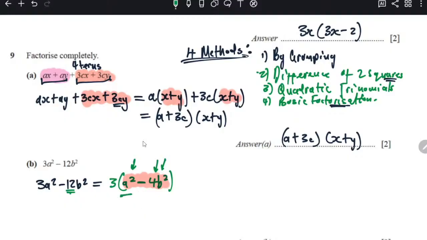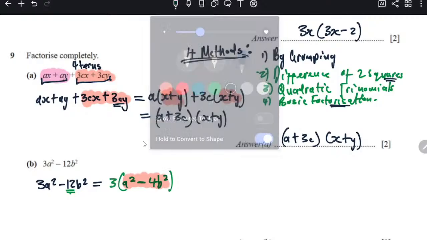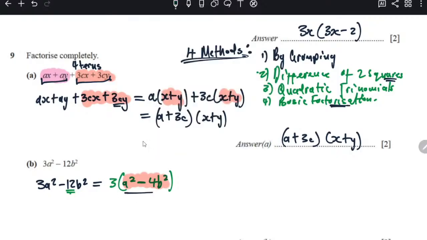The first square number is a squared. The second square number is 4b squared. This is a square number. So when they're subtracting, you do the factorization by difference of two squares. So we can continue here. We have our 3 outside, but this, we can factorize it to these two like this. And they'll multiply your 3. And this is what you'll be having as your solution.